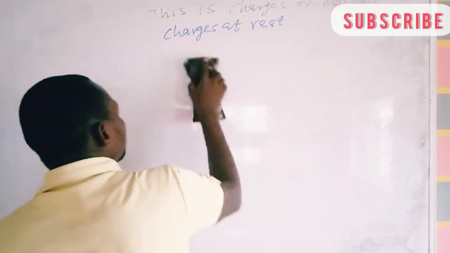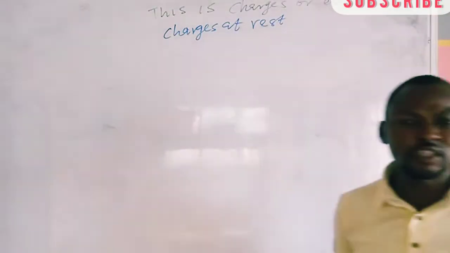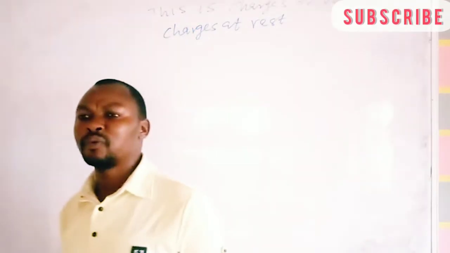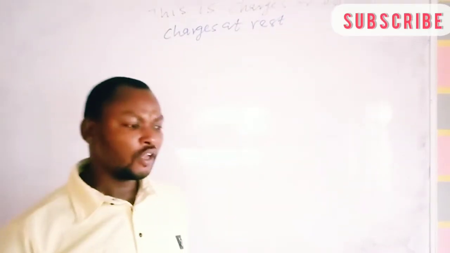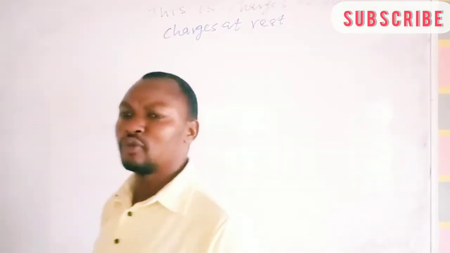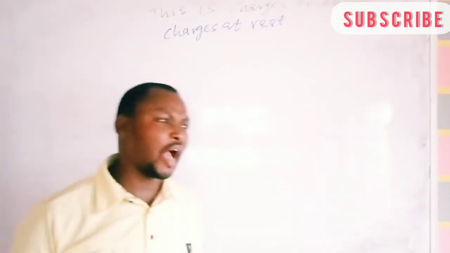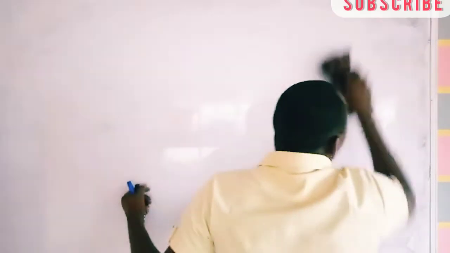So, according to Coulomb's law, we state that the force of attraction between charges Q1 and Q2 is proportional to the product of those two charges, and inversely proportional to the square of their distance apart.